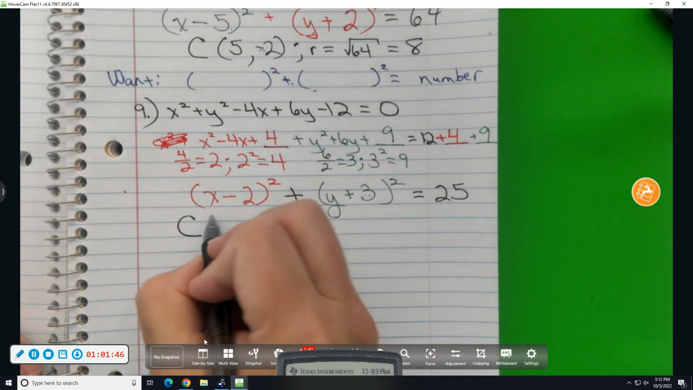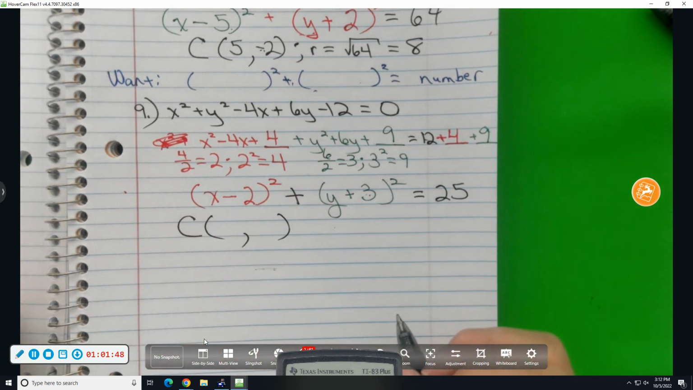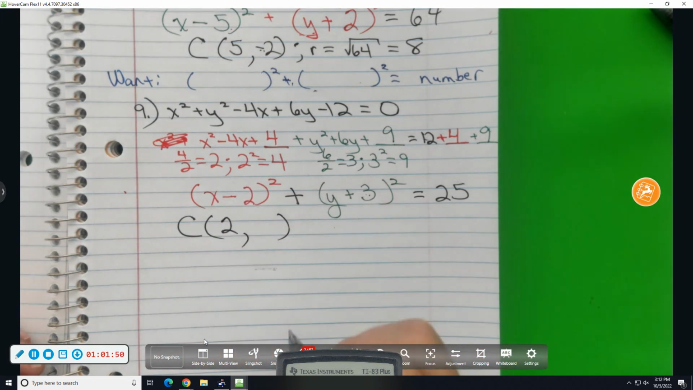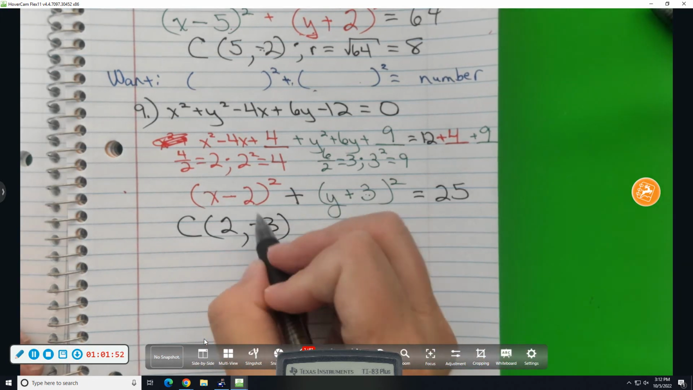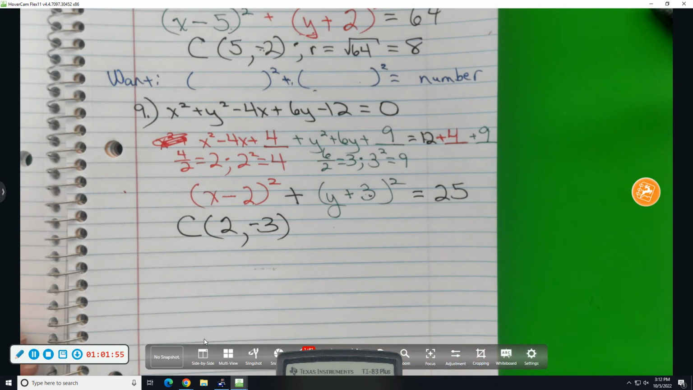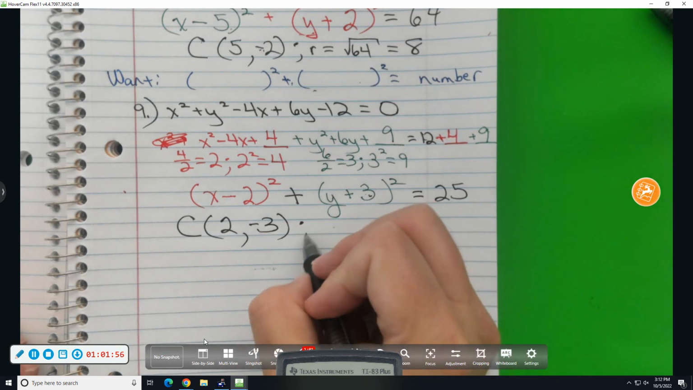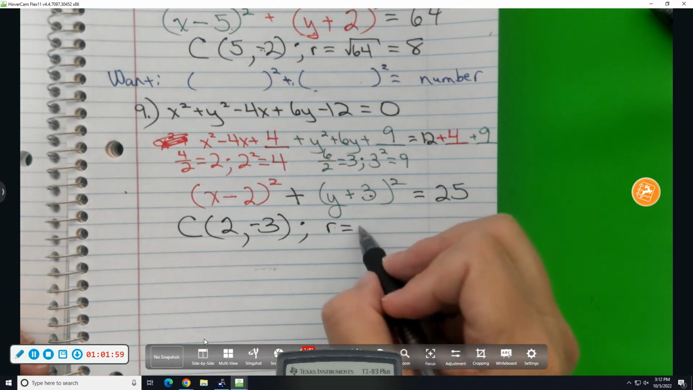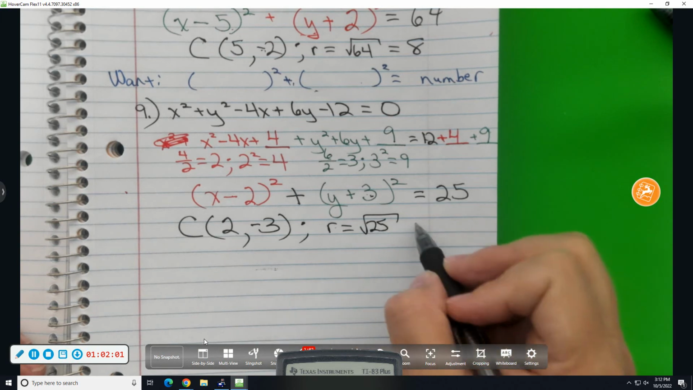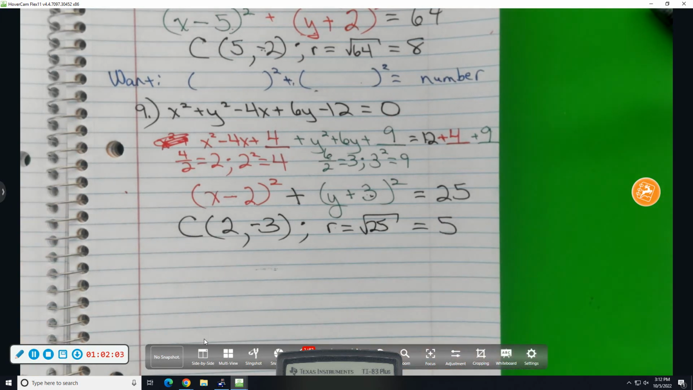What's the center of the circle? 2, negative 3. I agree. Change signs. Change signs. What's the radius? You take the square root of 25, which is 5.